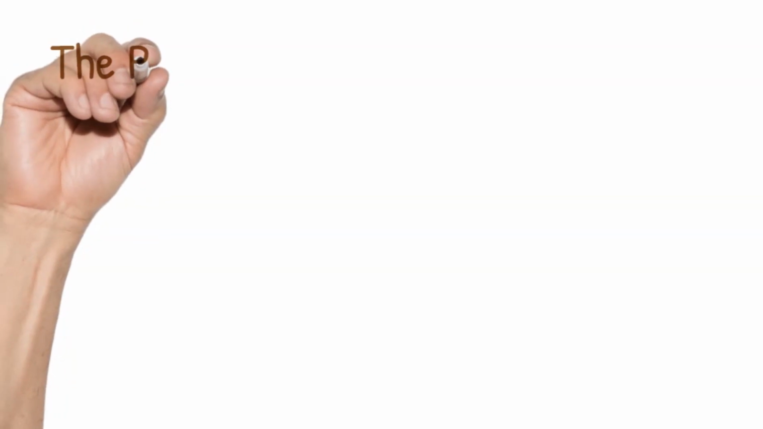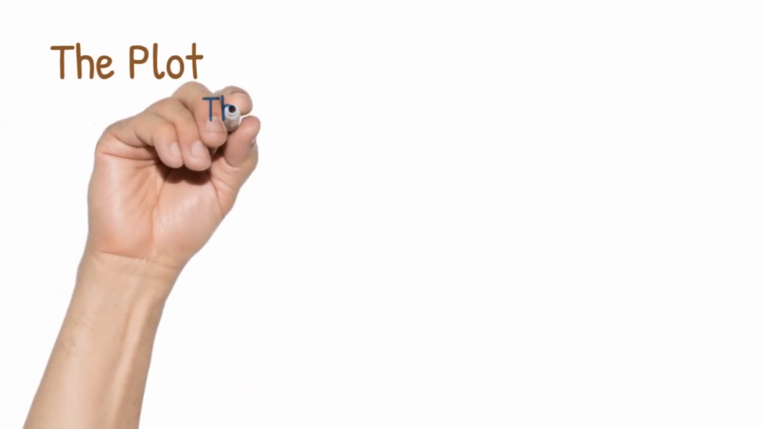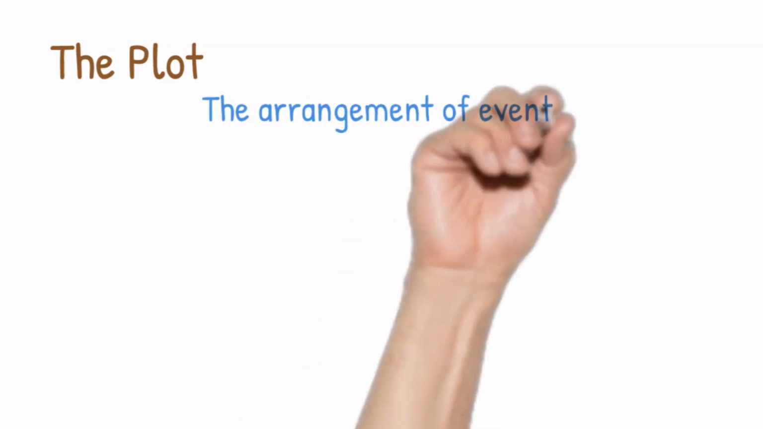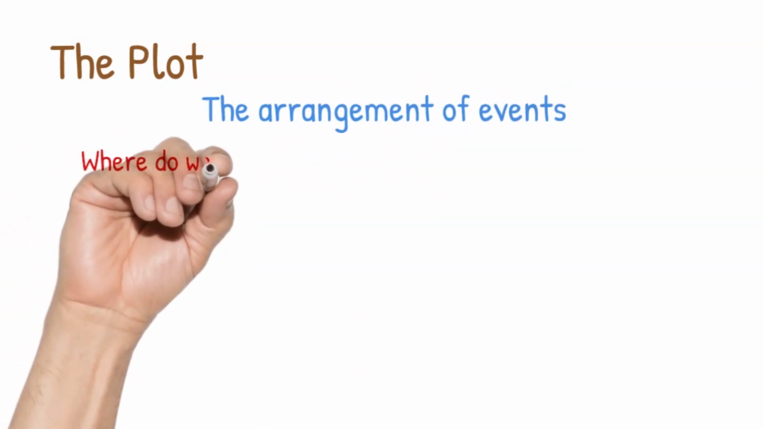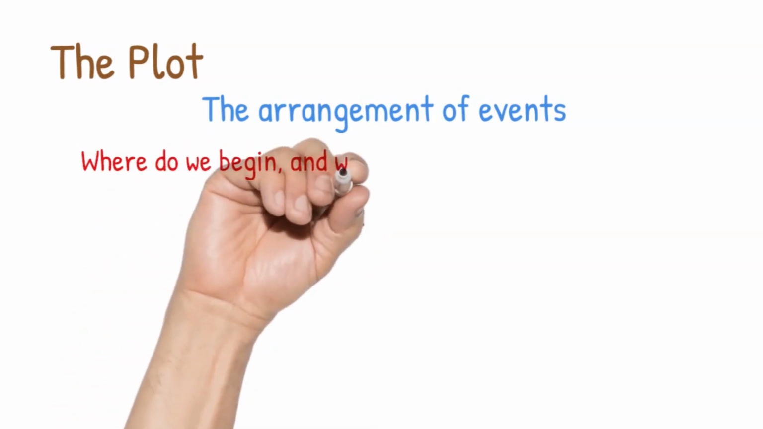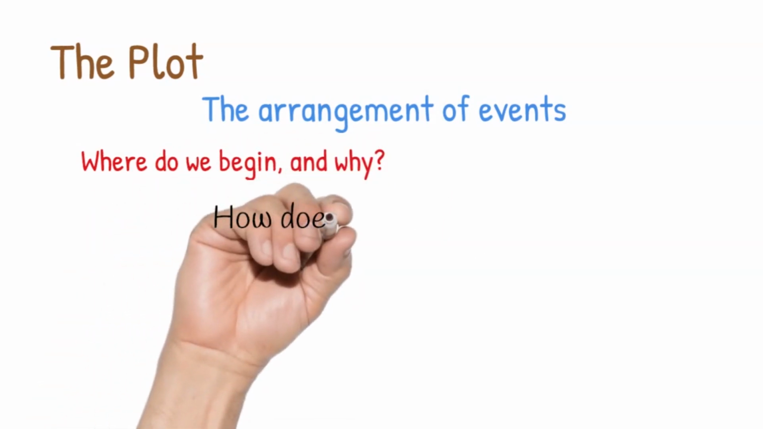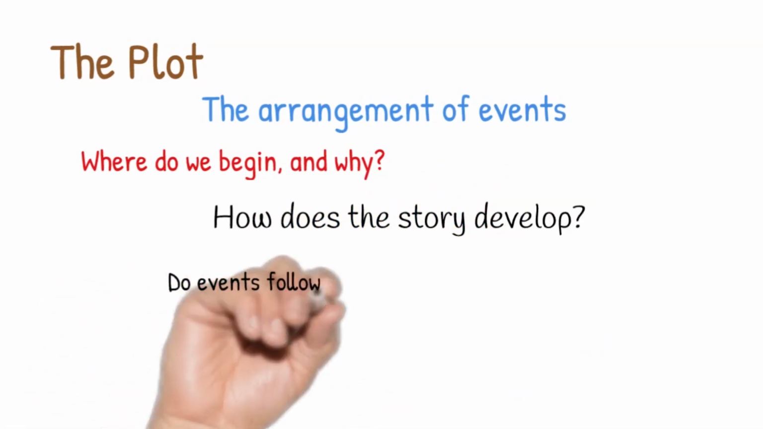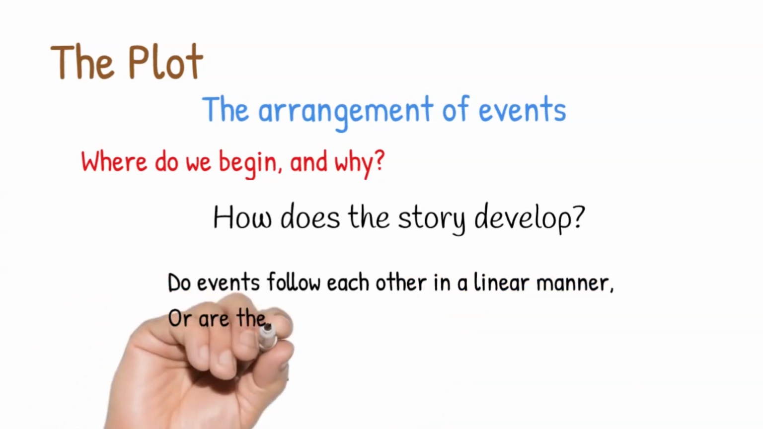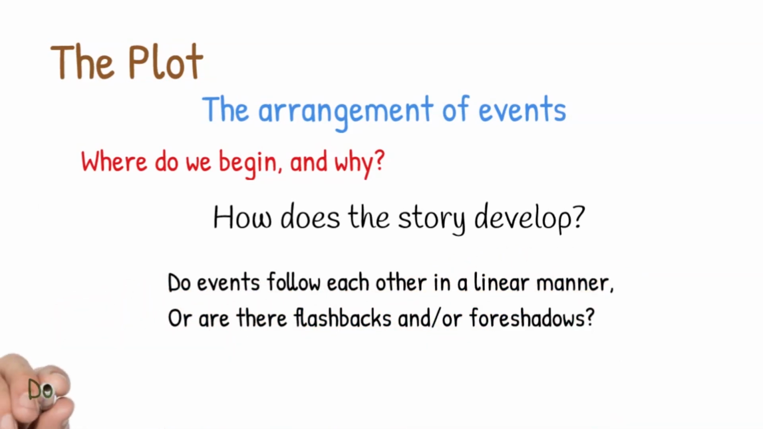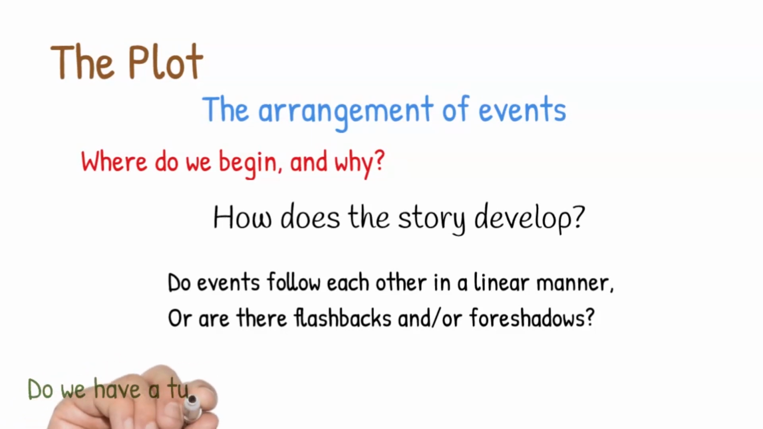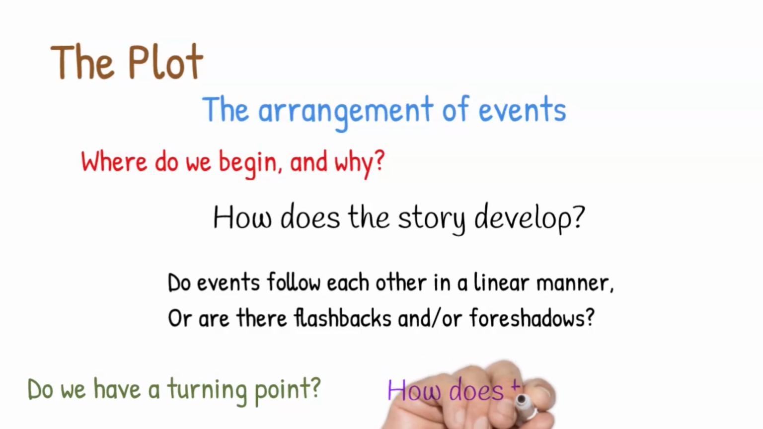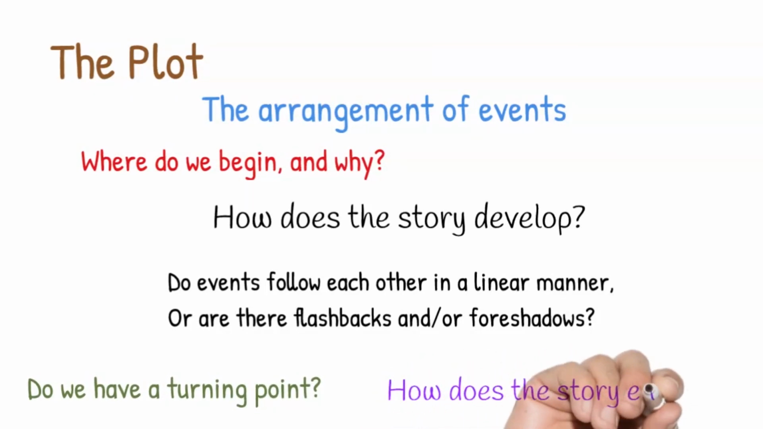Writers always think very carefully about the events and how those events happen in the text. That's called the plot. And when you think about the plot, ask yourself, where does the story begin and why? How does the story develop? Do events follow each other in a linear manner or are there flashbacks and or foreshadows? Do we have a turning point, which is a very important moment in a text where things change and take another direction? And of course, ask yourself, how does the story end?